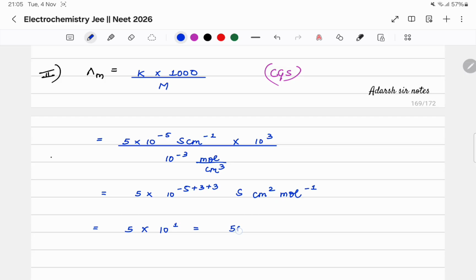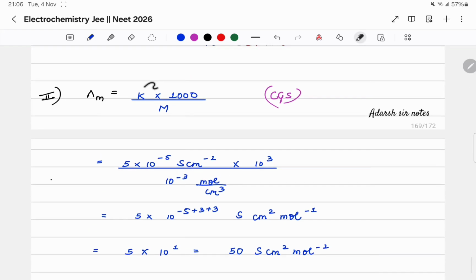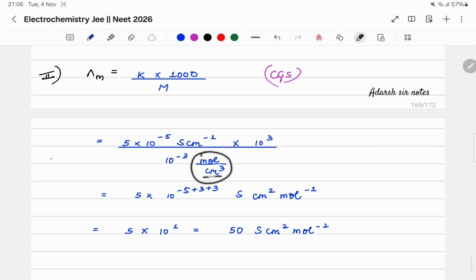So I got 50 Siemens centimeter square mole inverse. Again I am repeating one thing, don't get confused about the unit. What I told, in CGS unit this is your formula: kappa into 1000 by molarity. Molarity is mole per liter, so don't be confused. This centimeter cube I converted, that's why this 1000 is coming.